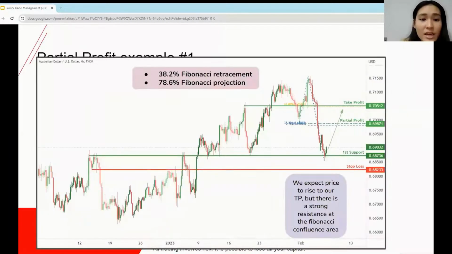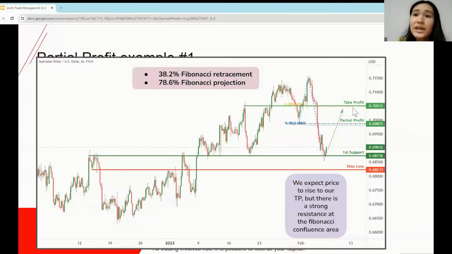Okay, now let's look at example number one. Okay, firstly, we have our first support as our entry over here. And our first support is an overlap support, as you can see, with a couple of swing highs as well as swing lows testing that area. Okay, so that's a pretty significant area. So we see price bouncing off this area and we go in for our buy entry towards our take profit over here.